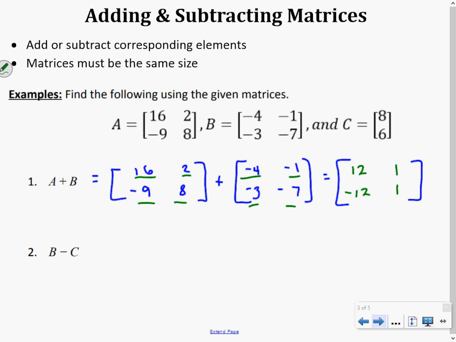Okay, so let's look at example 2 now. We have B minus C. Okay, well, I notice a problem here. Okay, matrix B has dimensions of 2 by 2, right? There's 2 rows, there's 2 columns. But matrix C has 2 rows, there's 1 column. So their dimensions are different. They're not the same size. So we can't do B minus C. We're going to say that this is undefined because those matrices are different dimensions. Okay, so that's really important. They have to be the exact same size in order to add or subtract.